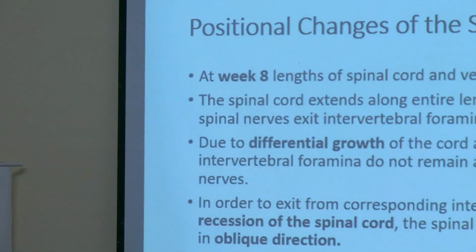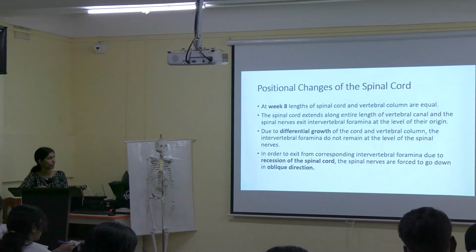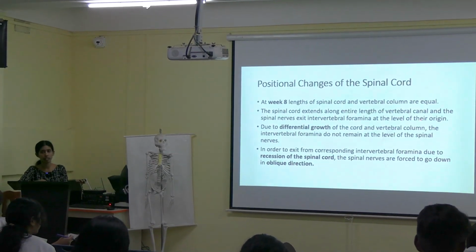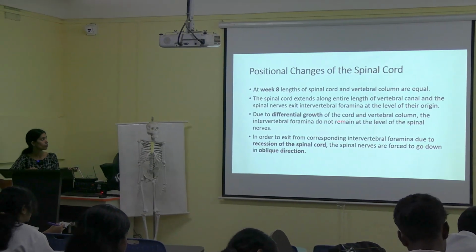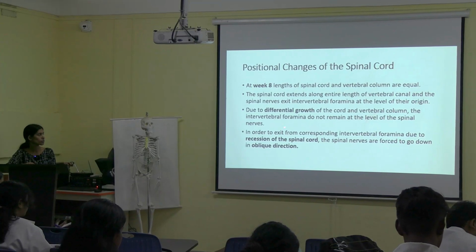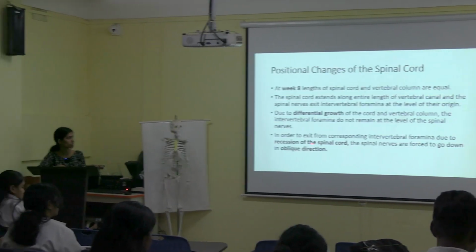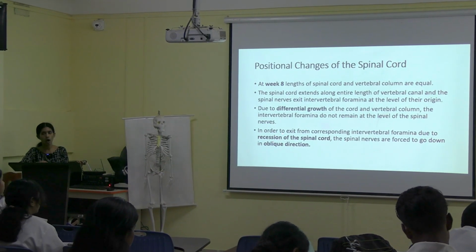Positional changes of the spinal cord. At week 8, length of the spinal cord and vertebral columns remain the same. The spinal cord extends along the entire length of the vertebral canal and the spinal nerve exits the intervertebral foramen at the level of their origin point. Due to differential growth of the cord and vertebral column, the intervertebral foramen do not remain at the level of the spinal nerves. In order to exit from the corresponding intervertebral foramen due to the recession of the spinal cord, the spinal nerves are forced to go down in the oblique direction.